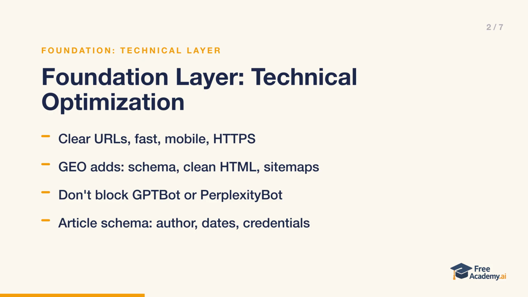Then there's crawlability. Your robots.txt file controls which crawlers can access your site, and some sites actively block AI crawlers like GPT-bot, Anthropic AI, and Perplexity-bot. If you want GEO visibility, you need to allow them in, so check whether your current setup aligns with your goals. Finally, add structured data like article schema with the author's name, job title, publish date, and modified date, so both search engines and AI understand exactly what your content is.